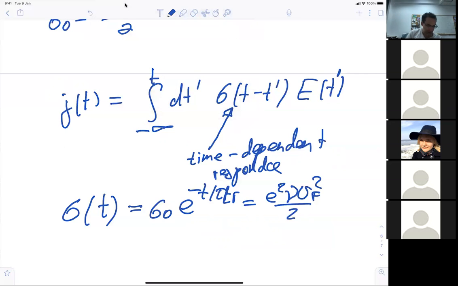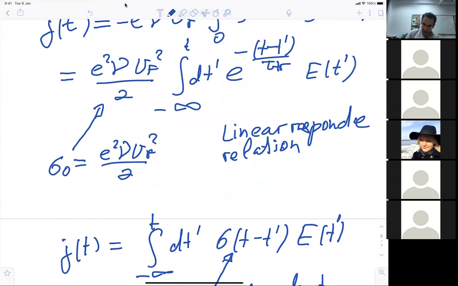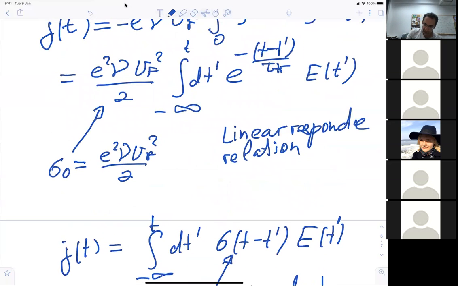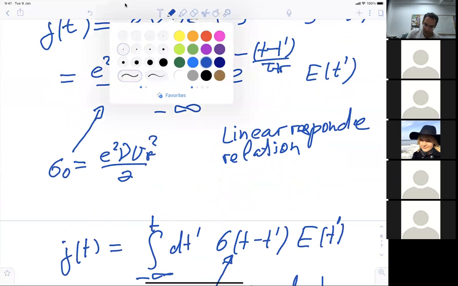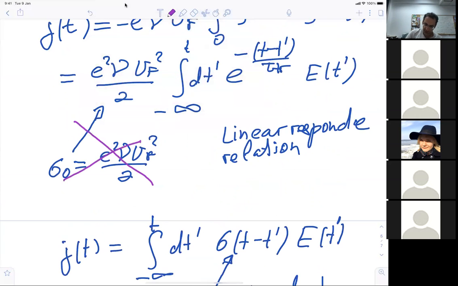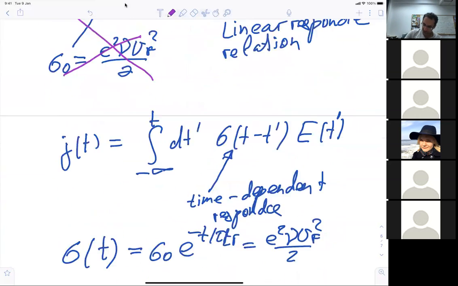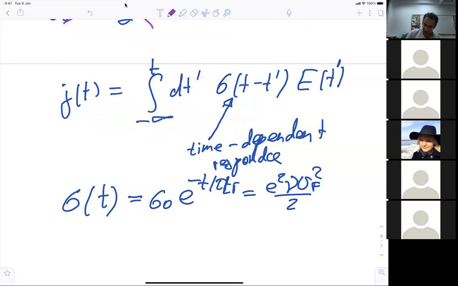Sorry, I made a mistake. This is not sigma 0. I'm sorry, I got confused. This is a wrong statement. I take it back. It's E square nu V Fermi over 2, e to the minus t over tau transport.